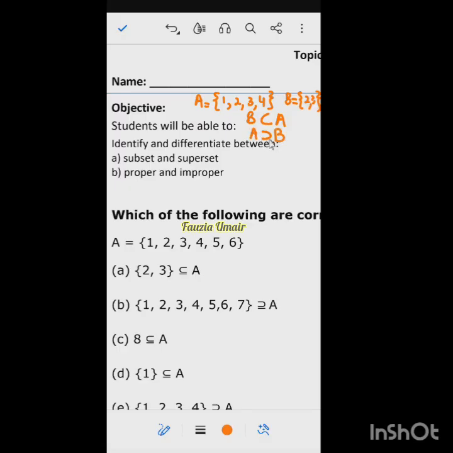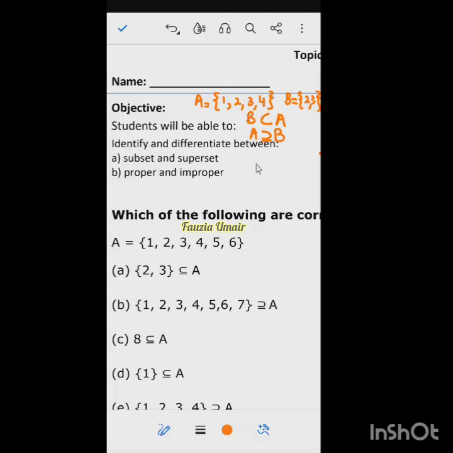Sometimes you will see a line below it. That's fine. That is okay. It's also the same symbol. Some books are using a line between this symbol. So that's also fine. Okay. So how to read this? This is B is subset of A, or A is superset of B. So why it is like this? Because all the elements of set B are present in set A. So that's why it is a subset formation.